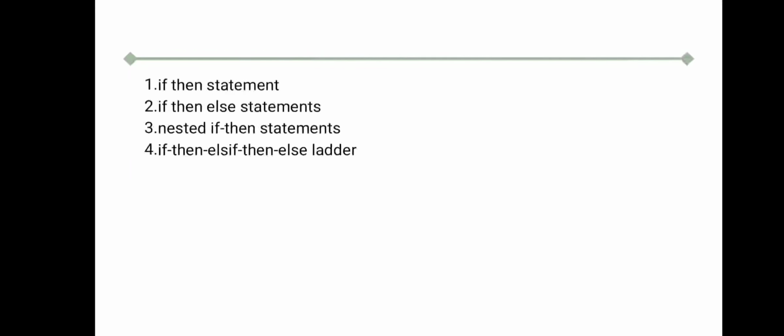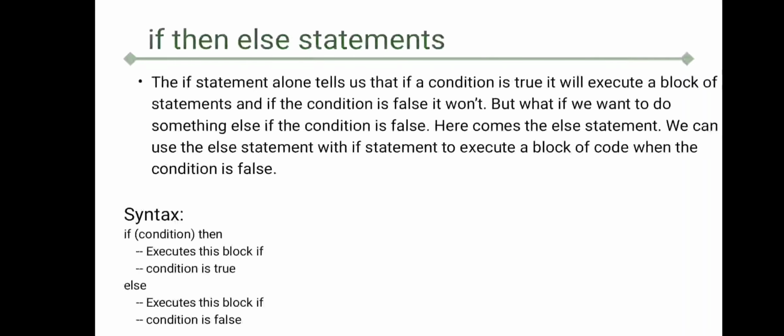So as we have seen in decision making, there are 4 decision making statements. The first is if then statement, second is if then else statement, third is nested if then statement, and the fourth is if then else ladder statement.